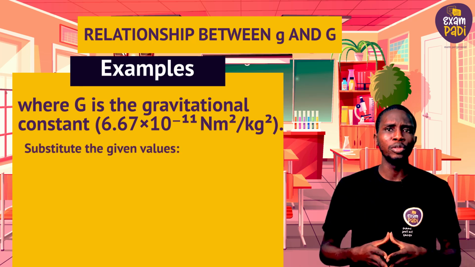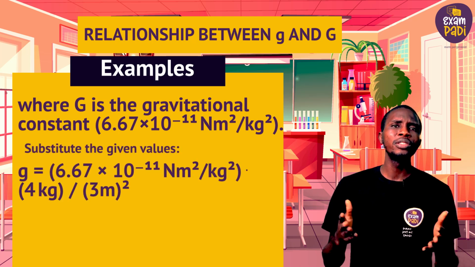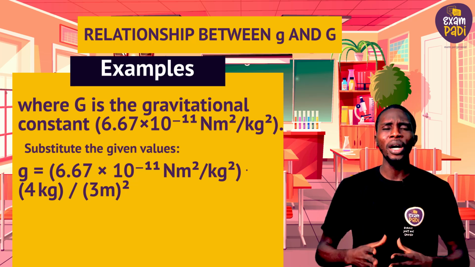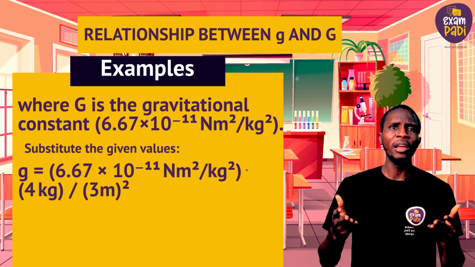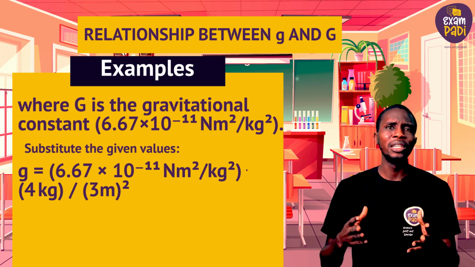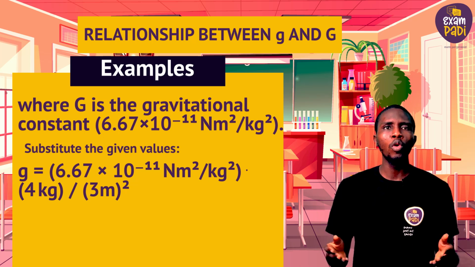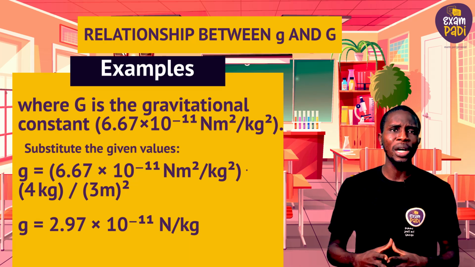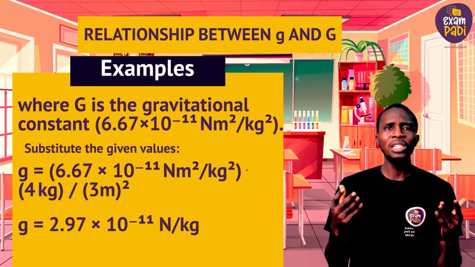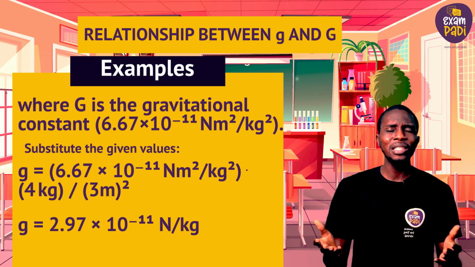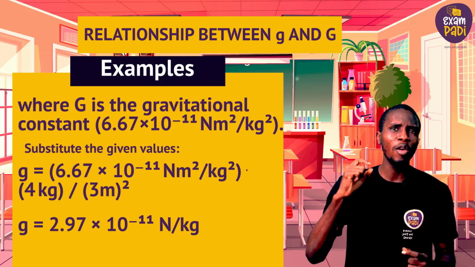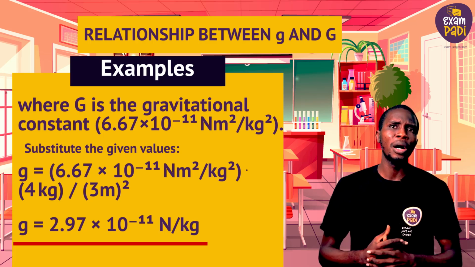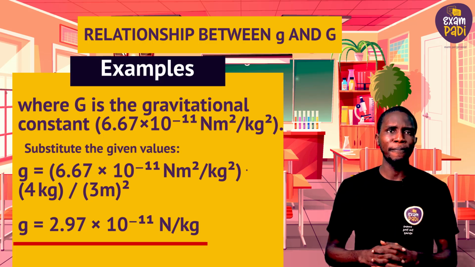Substituting the given values, G equals 6.67 times 10 raised to the power minus 11 Newton meter square per kilogram square, multiplied by 4 kg divided by 3 meters square. G equals 2.97 times 10 raised to the power minus 11 Newton per kilogram. Therefore, the gravitational field strength at a distance of 3 meters from the center of the mass is approximately 2.97 times 10 raised to the power minus 11 Newton per kilogram.